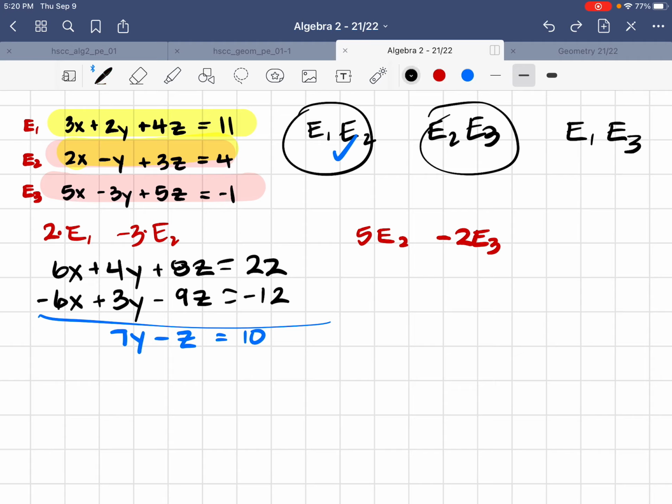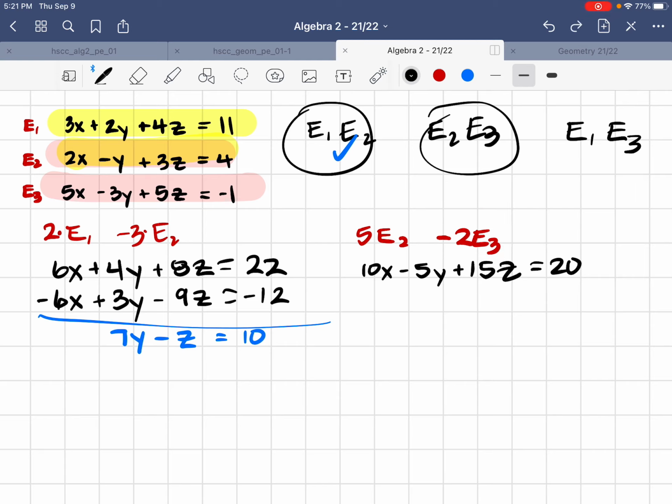Why? I don't know. I just chose it, right? All right, now multiply. So we're going to go 5 times E2. This is our E2. So we're going to go 5 times 2x. That's 10x. So I'm going to put 10x right there. Then I'm going to go 5 times negative y. Be careful. That's negative 5y. Then I'm going to go 5 times 3z. That's 15z. And then I'm going to go 5 times 4, which is 20. So equals 20.